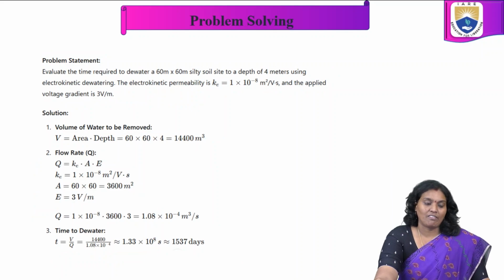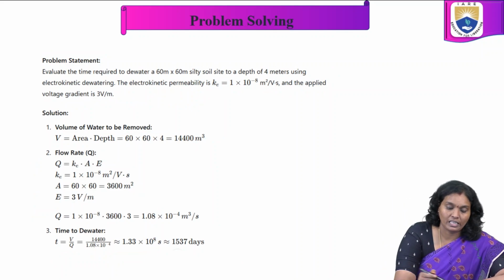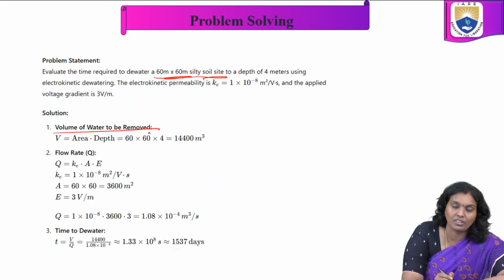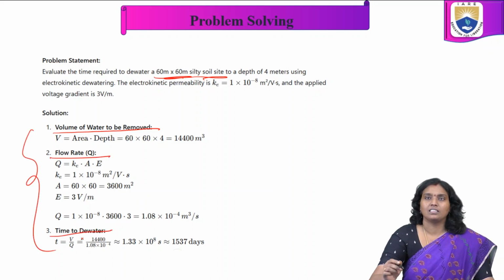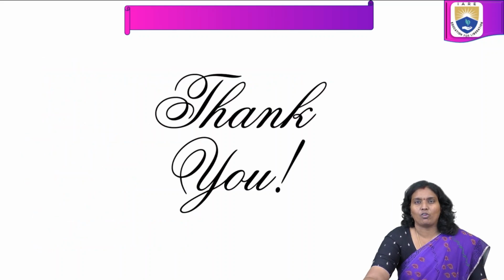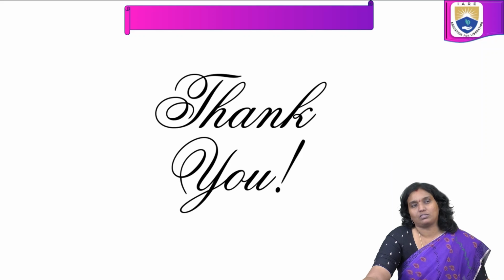And one more is to evaluate the time required to dewater 60 into 60 silty soils. Here also we are going to find out the volume of water to be removed, the flow rate, and the time to dewater. These are the steps we follow for this kind of problem statement also, using electrodynamic dewatering. We will see a few more practical solutions in our next class.